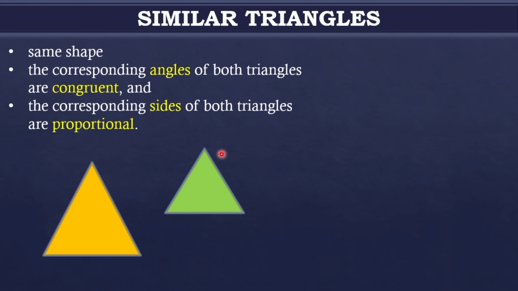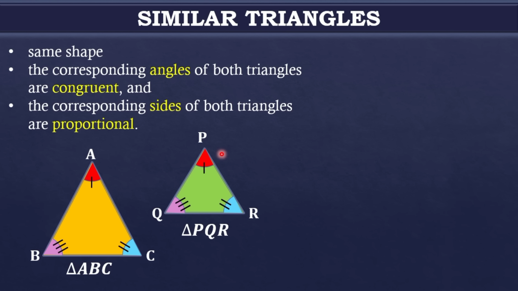Alright, so let us recall the concept of similar triangles. So pag sinabi nga po nating similar triangles, of course, they must have the same shape. So we have two triangles here. And then the corresponding angles of both triangles are congruent. So ayan po, kung meron po tayo dito ng triangle ABC and triangle PQR, dapat po lahat ng angles po nila congruent dun sa corresponding angles ng isang triangle. So kapag meron po tayong dalawang triangles na similar, congruent po ang kanilang corresponding angles.